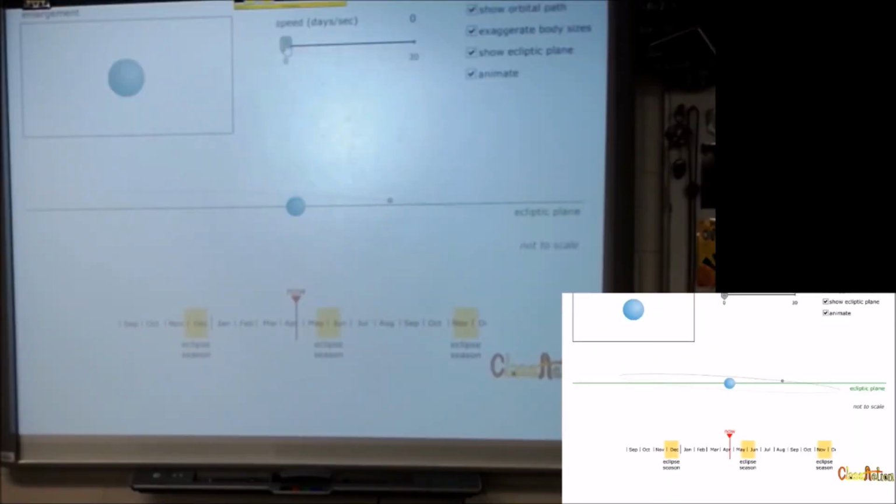And right there, that is the descending node, because the moon is passing from above the plane of the ecliptic to below the plane of the ecliptic. And it did not happen when it was in between the Earth and the sun. It's not going through a node, so the shadow missed Earth. Here is an ascending node, going from below to above, but it's not in between Earth and the sun, so that will not have an eclipse.